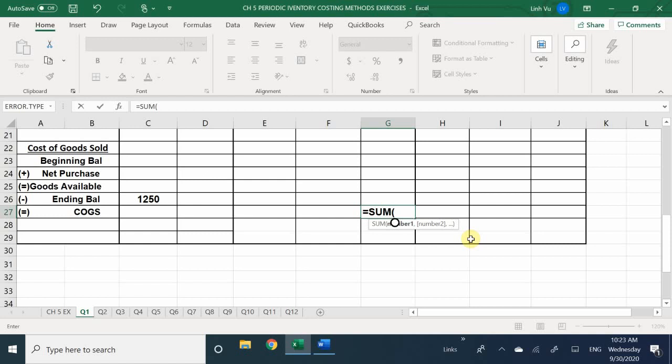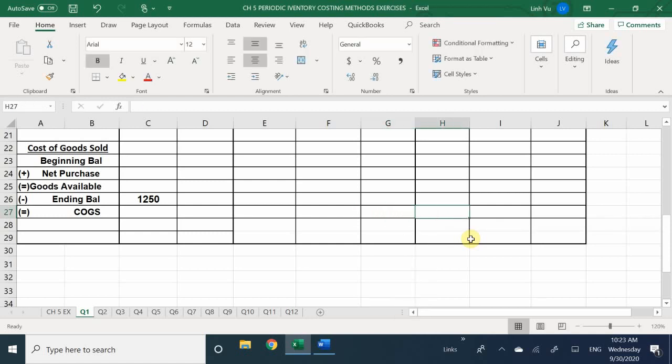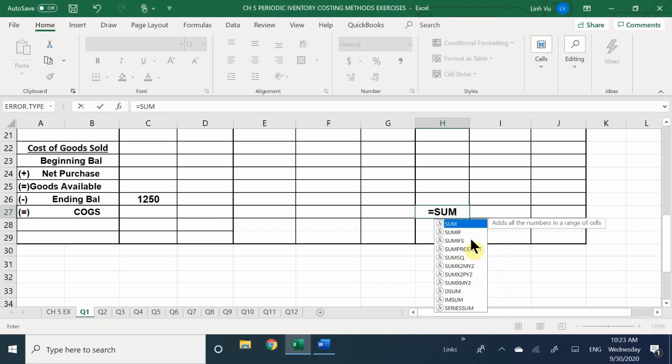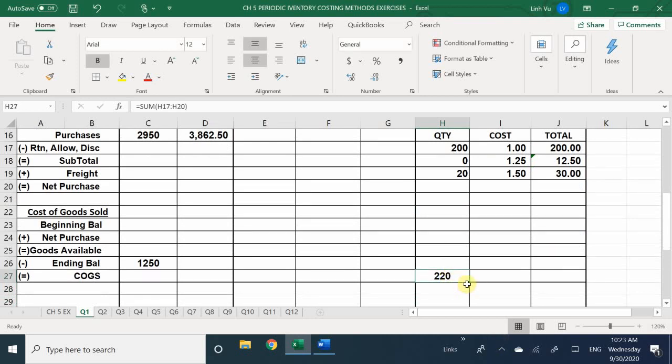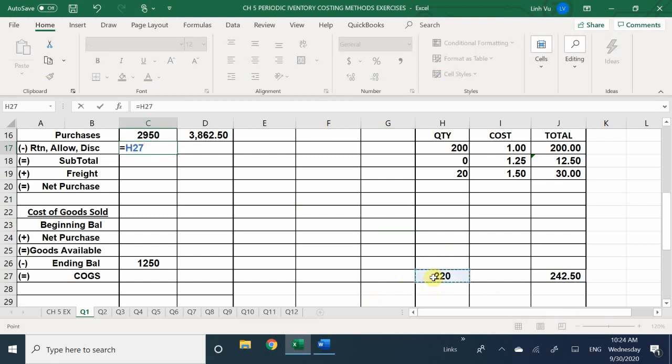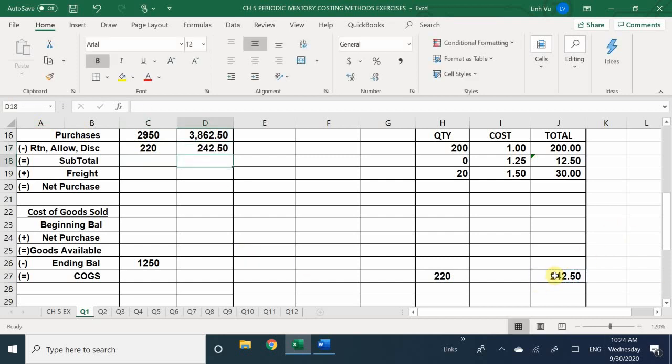I'm in the wrong box actually. So one more over. So equals sum. And I'm going to recognize that I had this many returns. And if I copy the formula in this box, it's going to tell me that I returned a total of $242.50 worth of items. So in this case, I'm going to go ahead and plug in these numbers over here. All right, I returned a total of 220 items, and it cost me a total of $242.50. Okay, so let's review that.